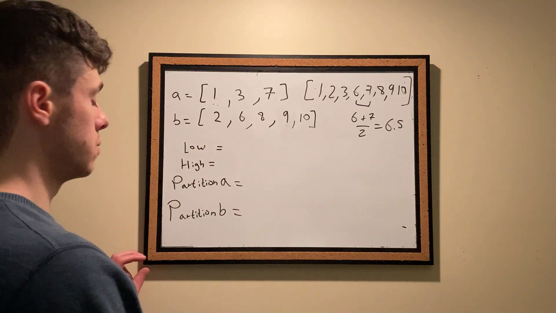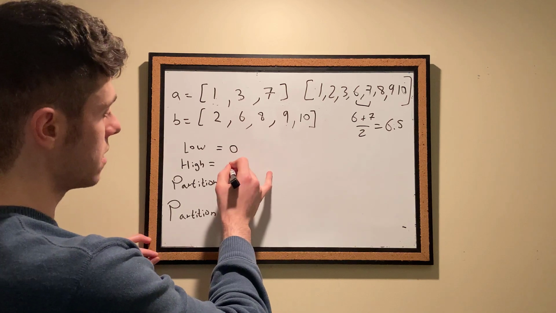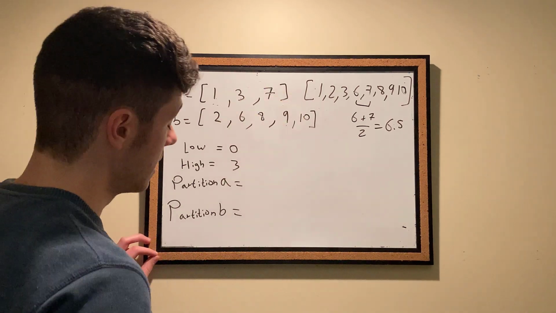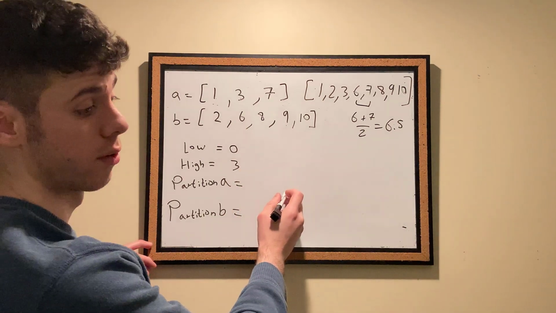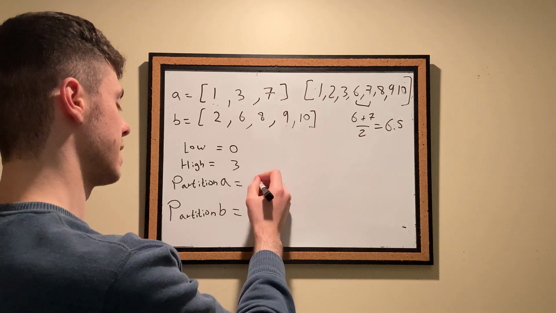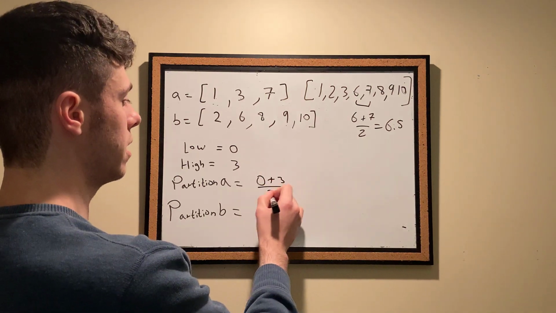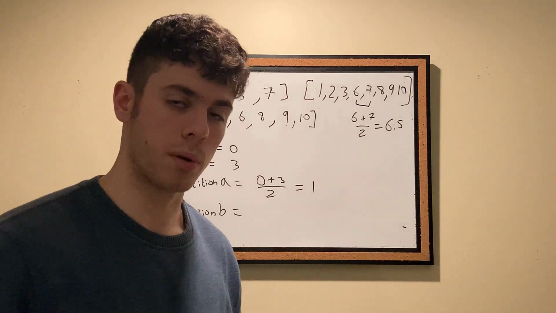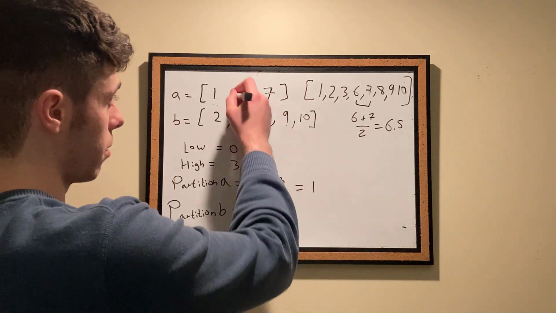So how we can do this is we want a binary search, right? We're going to start off with 0, and the high is going to be the length of the array, so it's going to be 3. This is going to allow us to figure out where we're going to start the partitioning for the first array. So it's going to be 0 plus 3, or low plus high, divided by 2, which is equal to 1, because 3 divided by 2 is 1.5, which is going to round down to 1. So we're going to put a partition in here.